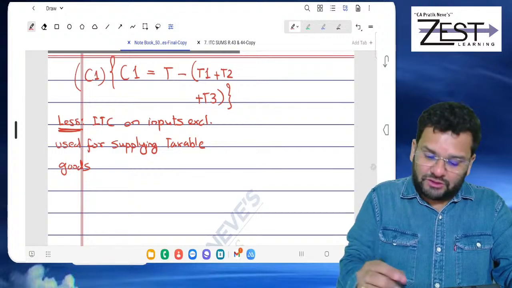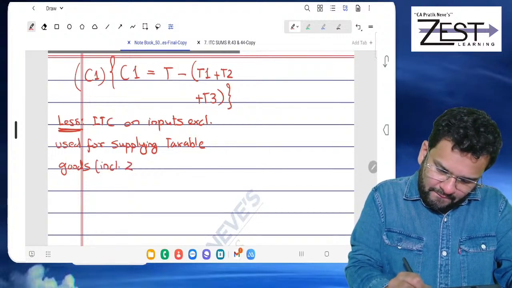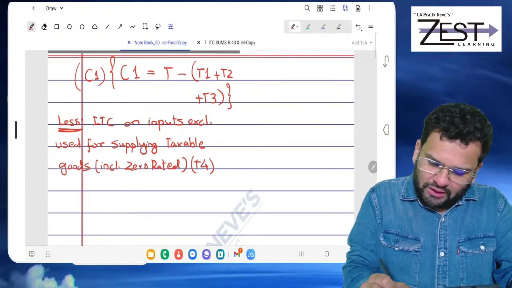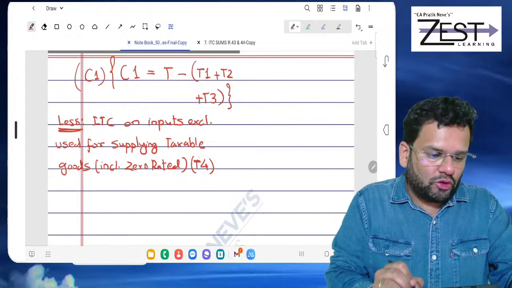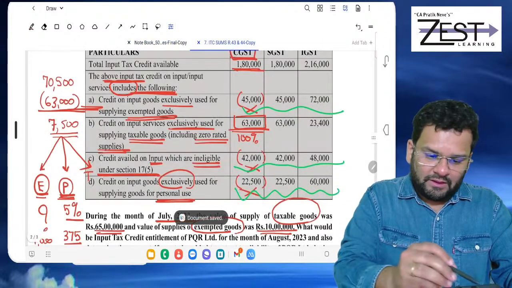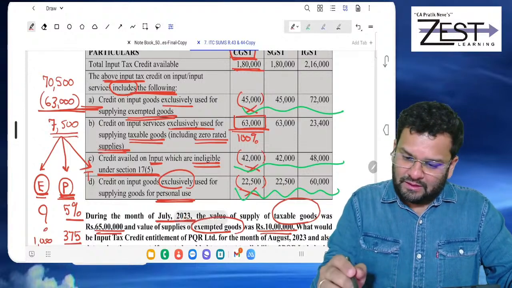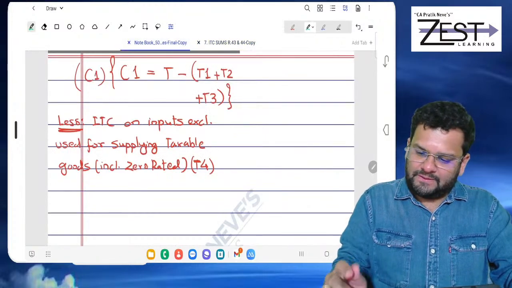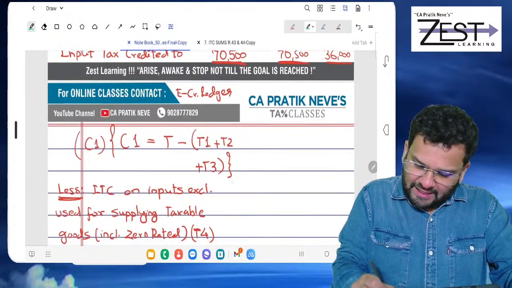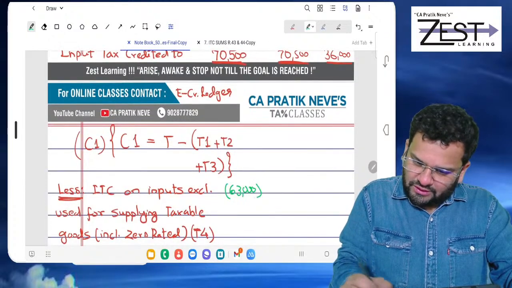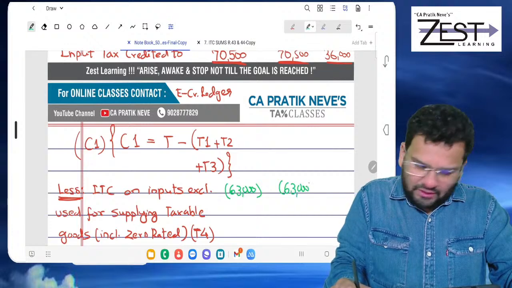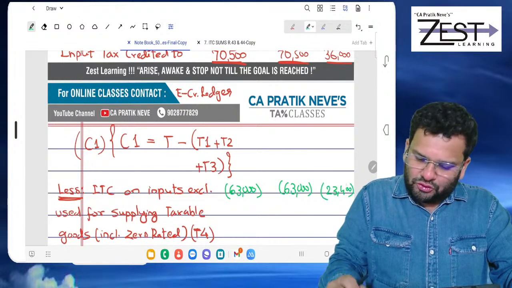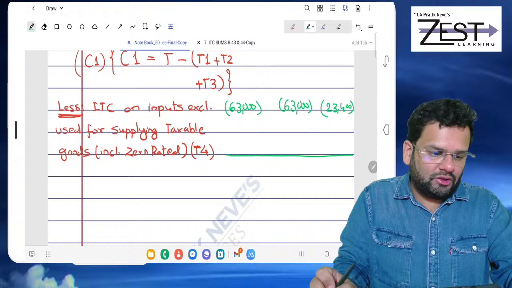Including zero rated supplies. So friends, it is called as T4. And all of you know what is T4 in our example. T4 in our example is 63,000, 23,400. Isn't it? So please minus that, 63,000 and 23,400. So now can you tell me what you will get?